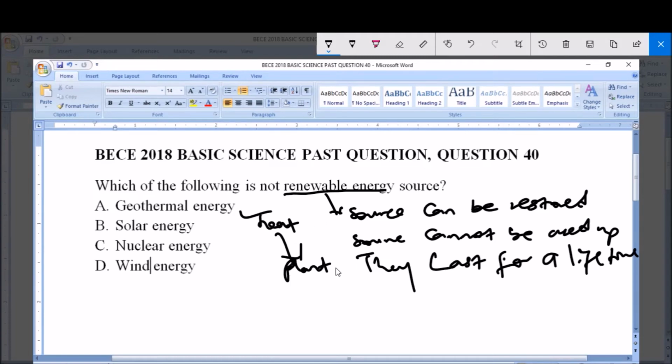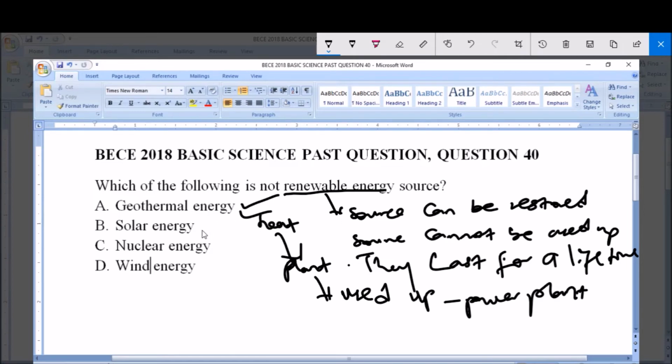And like we know, plants are living organisms, and plants cannot be used up. So geothermal energy is a form of heat energy gotten from plants, and that is where the name is derived from. Plants like power plants. And they cannot be used up. So geothermal energy is a renewable energy source.